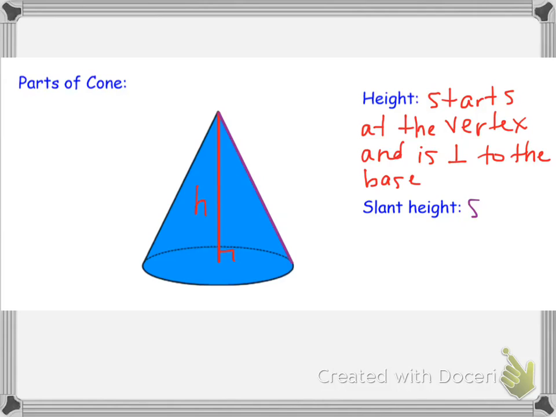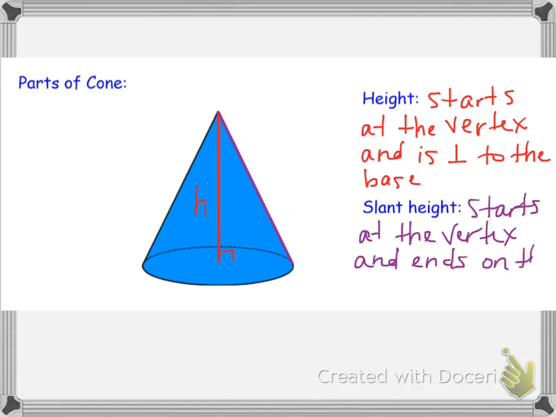The other kind of height, though, is a little bit different. It's called your slant height. Your slant height still starts at the vertex, but it's drawn so that it goes to the actual edge of your base. So notice how it's a little bit slanted, unlike your regular height, which is vertical. We typically use the variable L to signify your slant height.